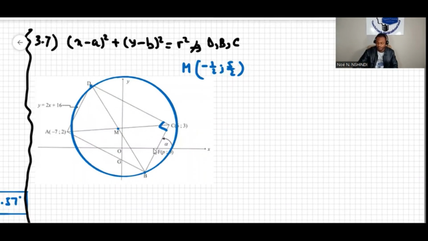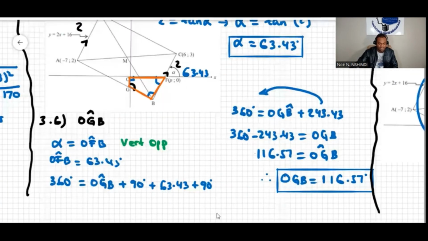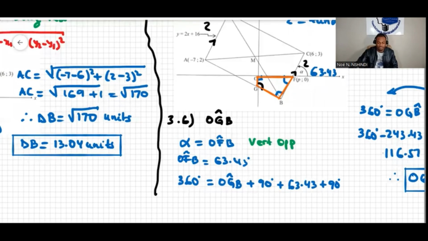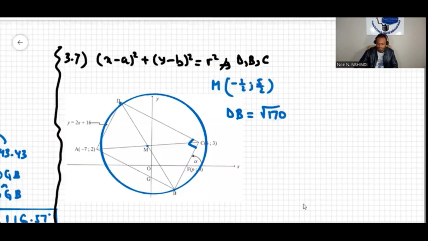Oh, okay. Previously we did find that AC is equal to BD, equal to DB. We did find the length DB, which was square root of 170. So DB is the diameter, and the radius must be half of it. So I'll say therefore, MB, which is the radius, is the same thing as MD, and the radius must be half of root 170.